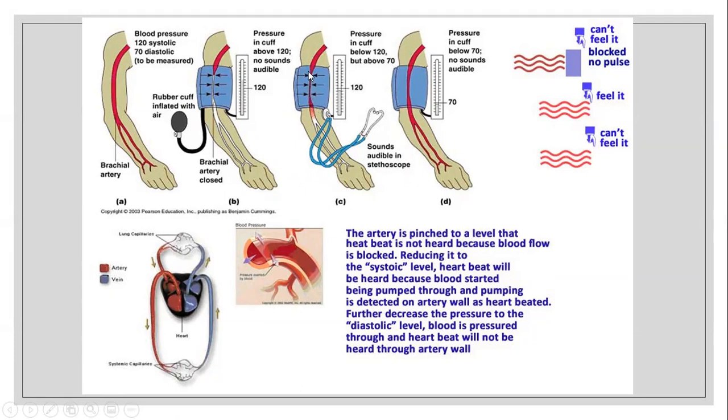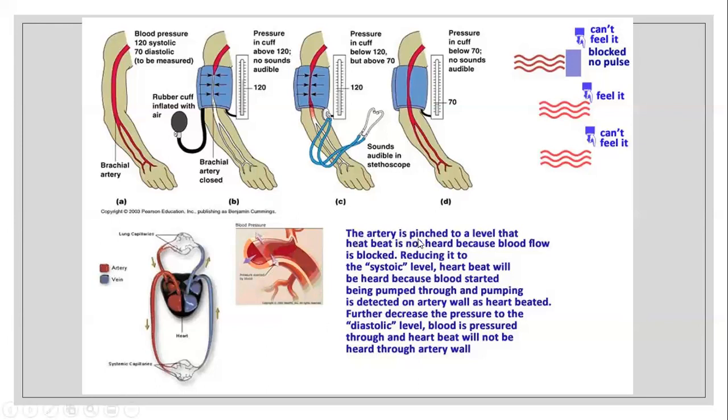So in between is the blood pressure. Sound is audible in the stethoscope. And pressure in the cuff below 70, no sound is audible. So last is 70 and no sound is audible. The Korotkoff sound will disappear. When you hear the sound and when you do not hear the sound, or the sound disappears, you have to take two measurements.